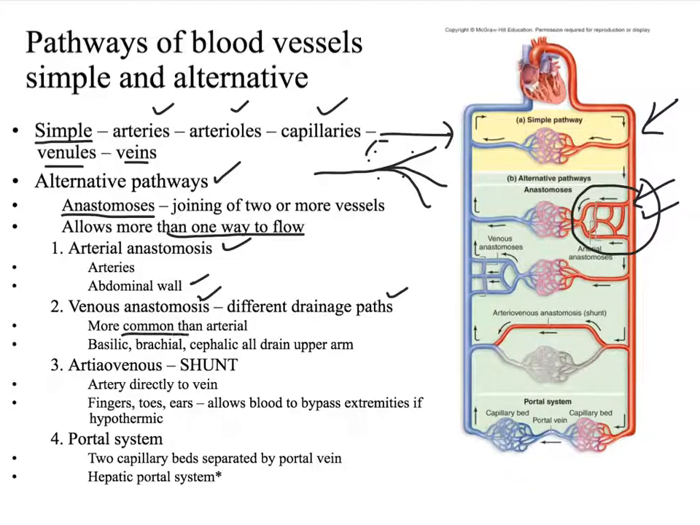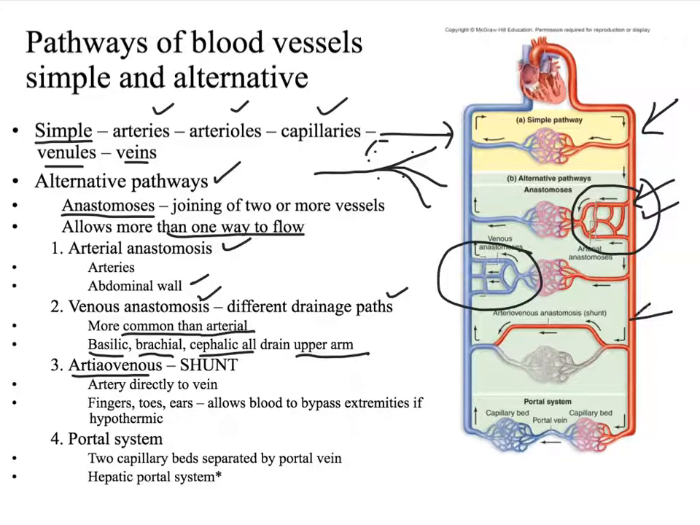Now, venous anastomoses provide different drainage paths. There's actually a lot of these in our body. Here's an example of venous anastomosis. One place where you'll learn is in your upper arm or upper limb. We have 3 vessels that are going to drain the upper part of that extremity. You'll learn those when you get to blood vessels. There's just a whole bunch of different pathways for the blood to drain. So if one is closed off, like if you're laying on it, there's a different way for the blood to get back.